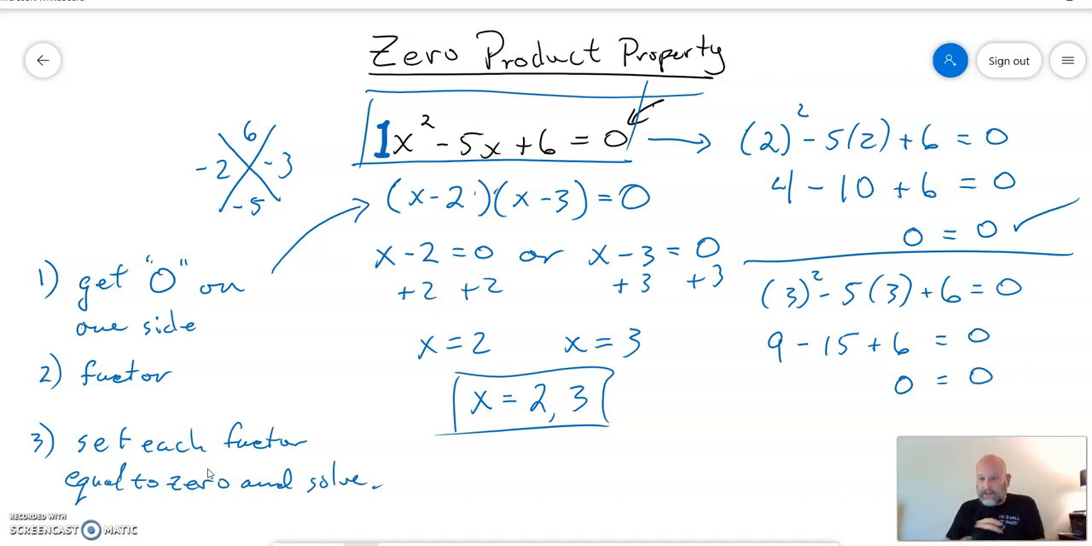Right? And I apologize for my handwriting. It's getting towards the bottom of the screen there. It's hard to write on.